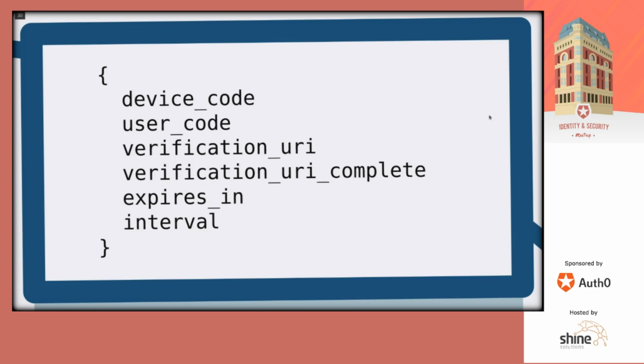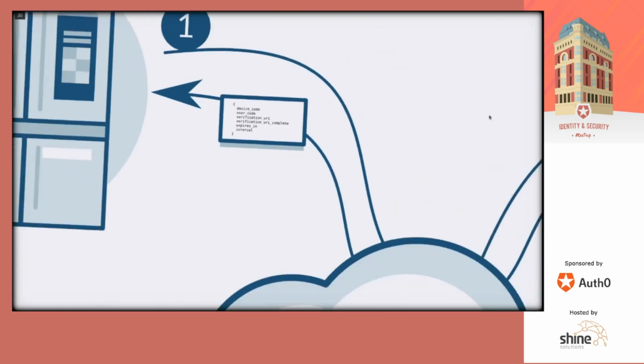There's also usually a verification URI complete, which is like the whole thing in one. It makes it easier for you to use, like a single click type thing. And obviously an expiry. The final thing is an interval. This is because there's no real connection between my mobile device and the fridge. This is the identity provider saying you should check every 5 seconds to see whether I have a token for you. So that's the interval.